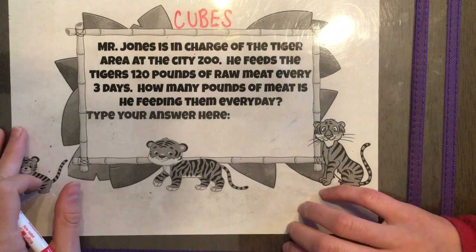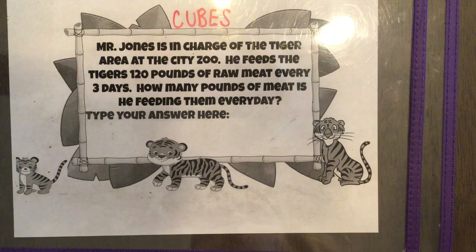Okay, so I'm going to first read this word problem. And remember, I've told you guys, we read word problems more than once. We read it multiple times until we fully understand the meaning. Okay, so this one says, Mr. Jones is in charge of the tiger area at the city zoo. He feeds the tigers 120 pounds of raw meat every 3 days. How many pounds of meat is he feeding them every day?